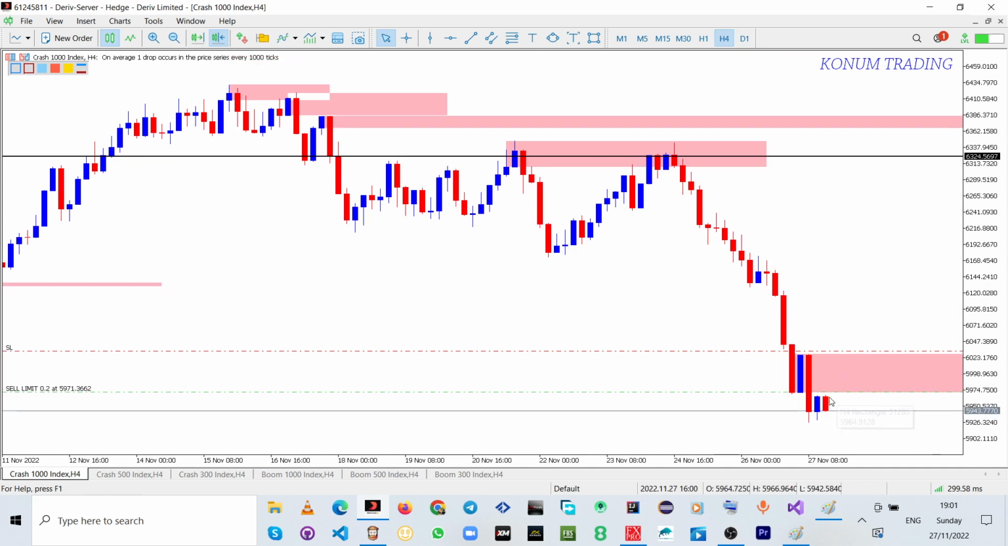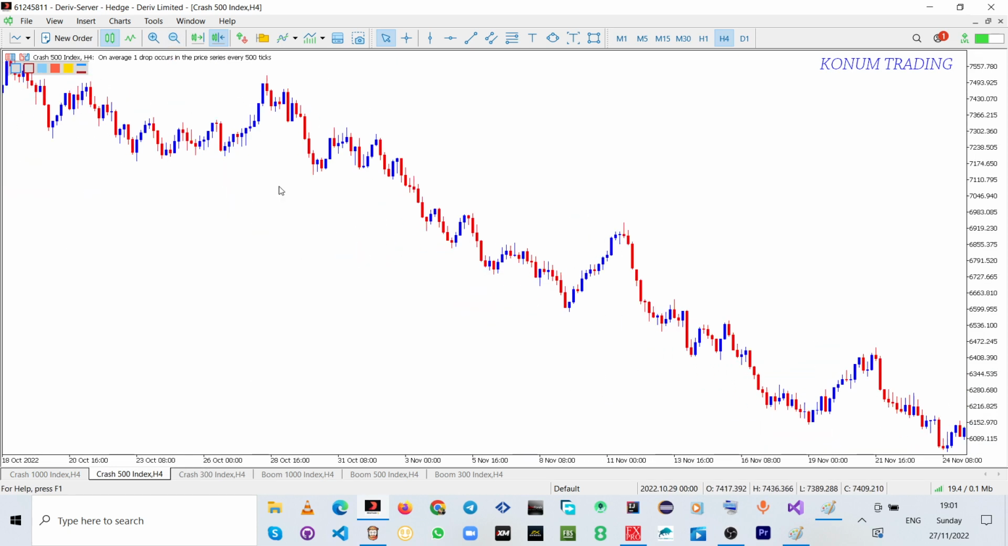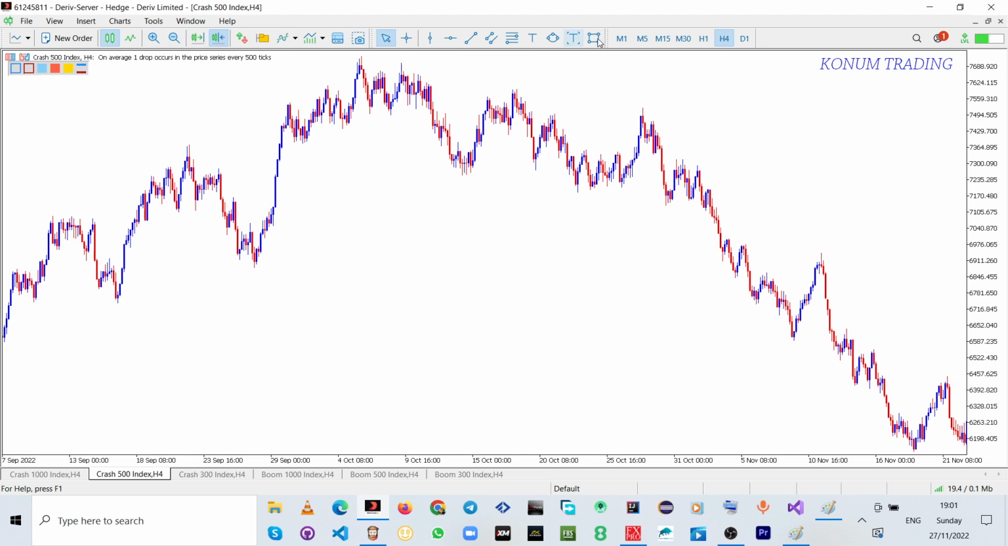So we just need to wait a little bit so that our trade gets triggered and we get into the profit zones. We make our money. Now moving to crash 500. Because I explained so much in the crash 1000 trade, I'm going to try to be a bit quicker in this trade so that we get extra time.